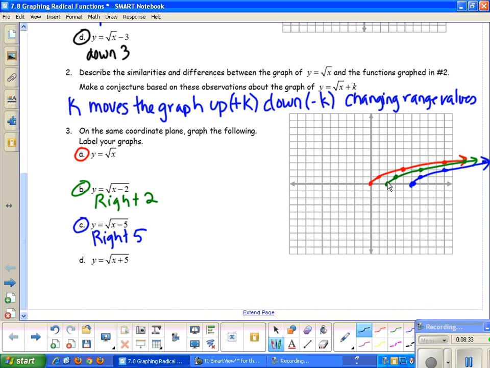And then the very last one, we're moving it to the left 5. And notice that for this, the plus moves it left, so it's opposite of the thinking that you normally would have, and the minus moved it to the right. So be careful when you see that. A lot of students end up accidentally messing it up like we did in the other sections. So left 1, 2, 3, 4, 5.